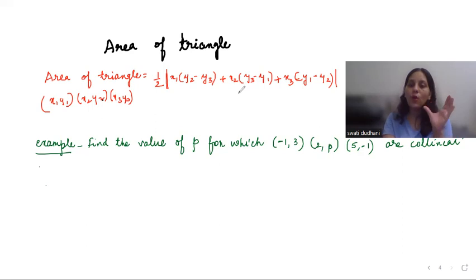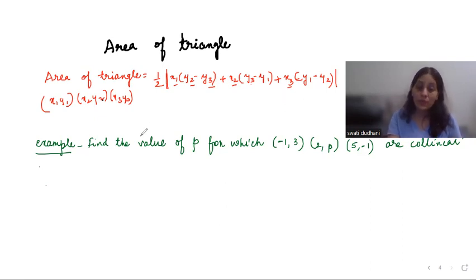It goes in the order 1, 2, 3, 2, 3, 1. So 1, and the other two should be the following numbers, 2, 3. When I take x2, after 2 comes 3, so 3 and 1. When I take x3, after 3 comes again 1, so 1 and 2. So it's very easy to remember.